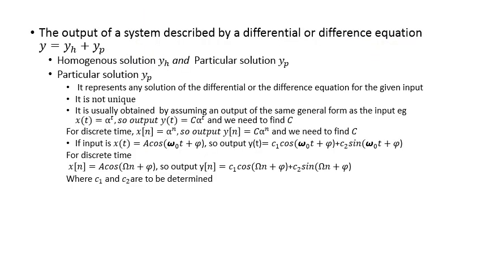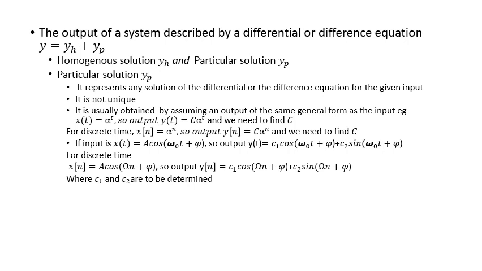The second part is called the particular solution. It represents any solution of the differential or the difference equation for the given input. It is not unique, so we are representing here y equals y subscript h plus y subscript p. So it means that we are talking about the generalized case. It can be discrete time or continuous time. That's why I haven't mentioned its argument here.